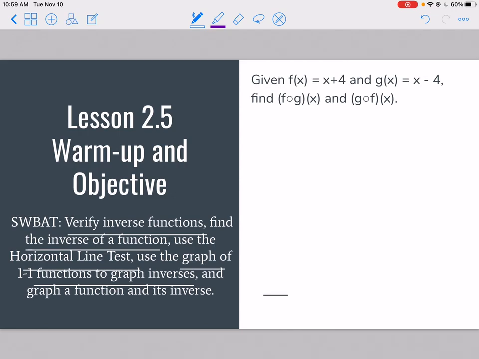Okay, here is your warm-up for today. As always, please go ahead and pause this video, try on your own, and then you can come back, unpause the video, and we'll go over the correct answers together.